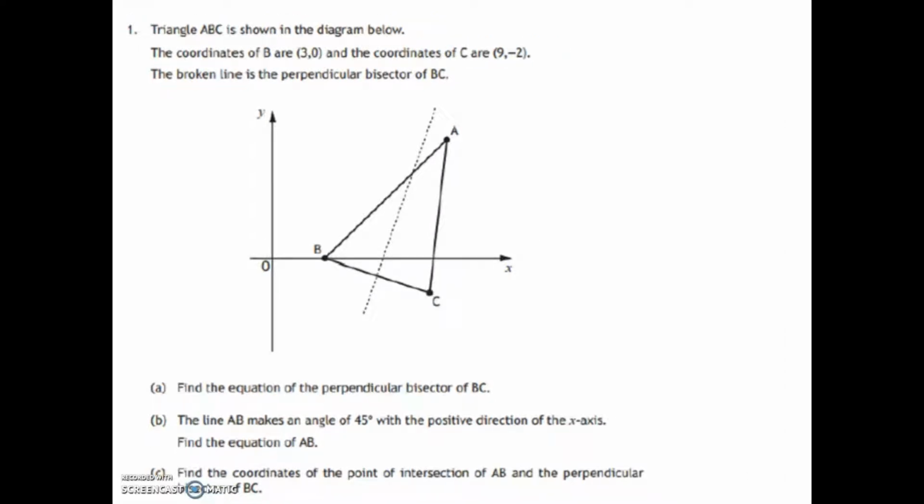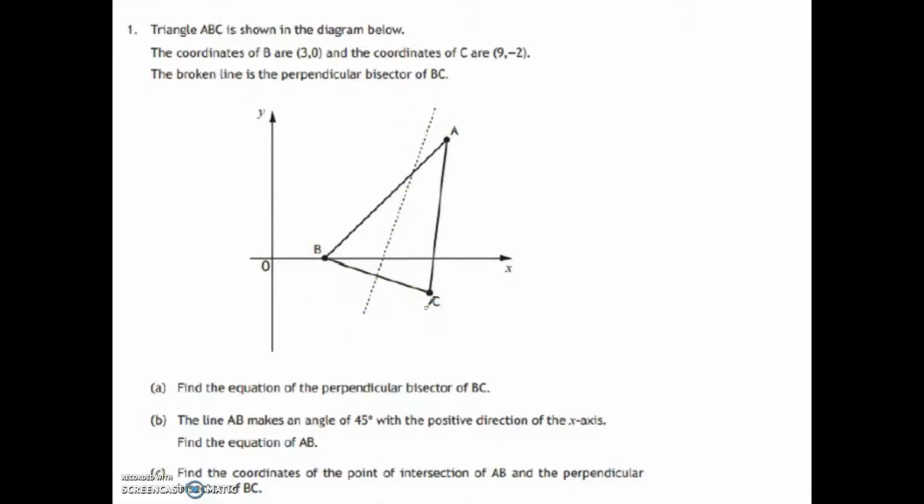We've been given triangle ABC in the diagram here. We've been given that B is the coordinate 3, 0, which is here. We've been given C, the coordinate 9, negative 2. And we've also been told that this line here is the perpendicular bisector of the line BC.